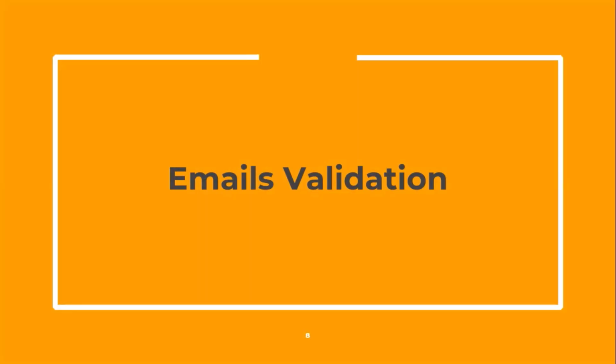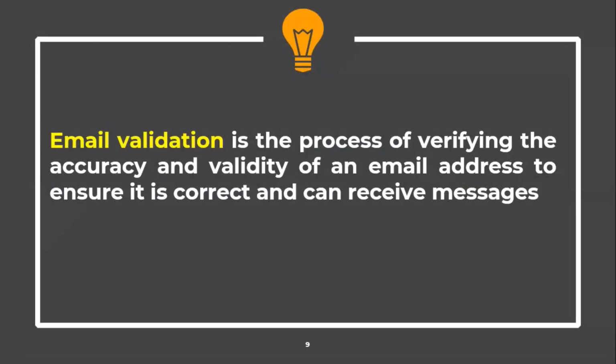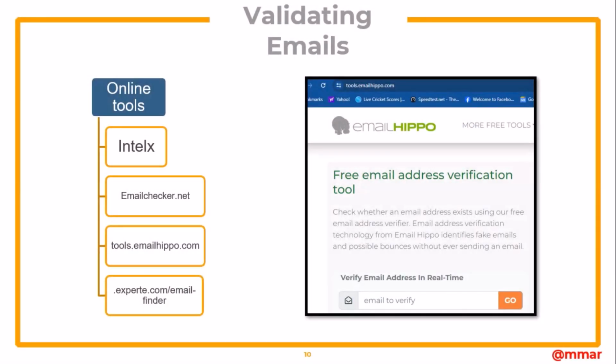Once we have gathered email addresses, the next step is to validate these emails. Email validation is the process of verifying the accuracy and validity of an email address to ensure it is correct and can receive messages. If we send emails to non-existent addresses, our sending email or domain may get flagged. So it is essential to validate emails before sending some campaigns. We have a number of online tools that can help us validate these email addresses for us.